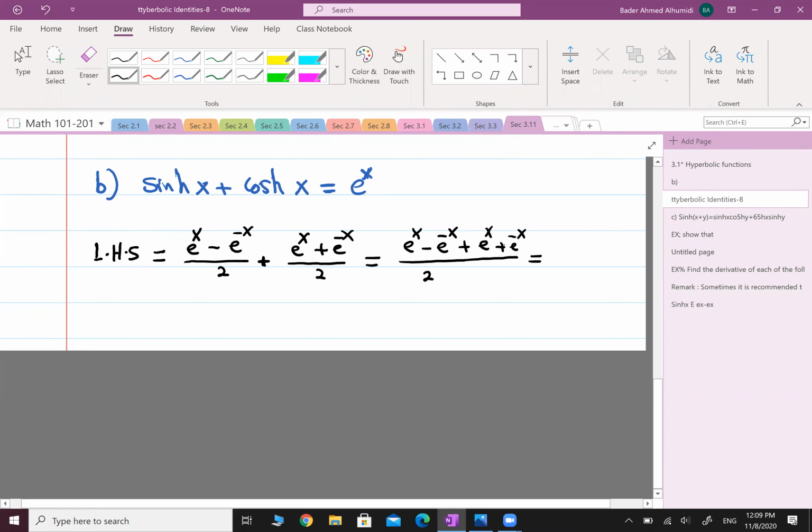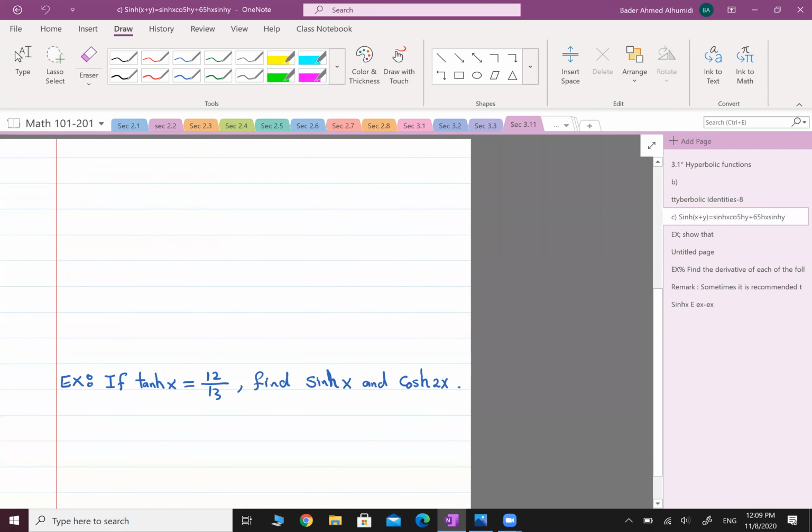And clearly here, the e to the power minus x will be deleted. And we have twice e to the power x over 2. That is equal to e to the power x, which is equal to the right-hand side. As simple as this. Very simple identity to be proved.